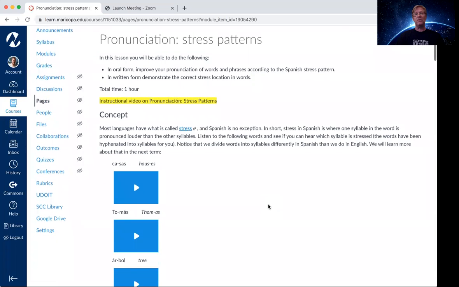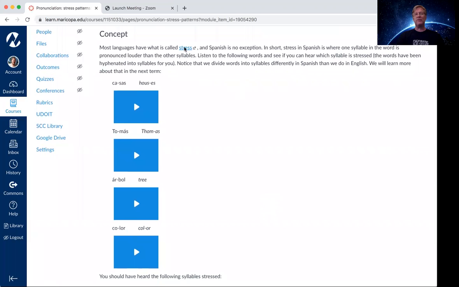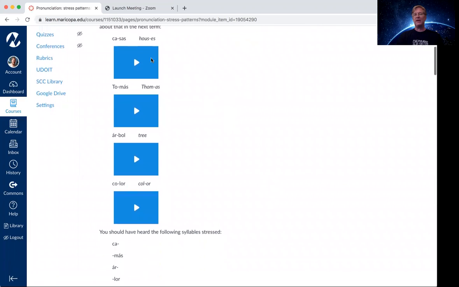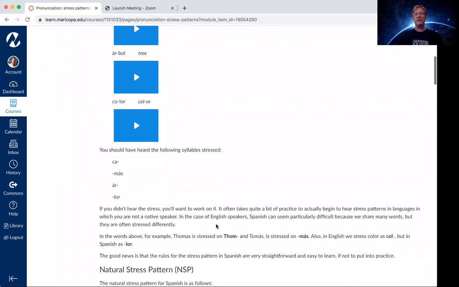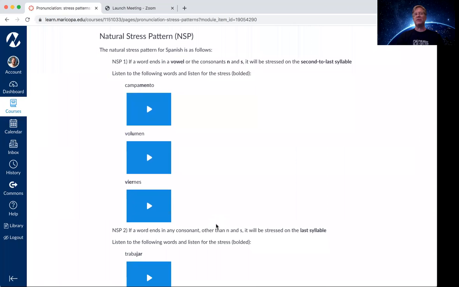So here we're looking at the stress pattern, and you guys can read through the concept, follow those links, and listen to the different recordings that we've made for you. But let's take a look at this portion here, which is natural stress pattern.